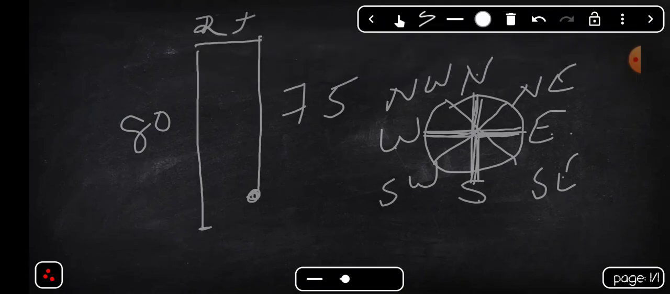From north to northeast it is 45 degree. Northeast to east it is 45 degree. East to southeast 45 degree. Southeast to south 45 degree. South to southwest 45 degree. Means each and every point is 45 degree. Now Dev has reached here. Now he turns 45 degree right direction.